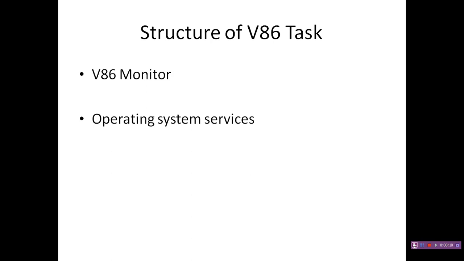The processor enters V86 mode to execute the 8086 program and returns to protected mode to execute the monitor or other 80386 tasks. To run successfully in V86 mode, an existing 8086 program needs a V86 monitor and operating system services. The V86 monitor is 80386 protected mode code that executes at privilege level 0, that is PL0.